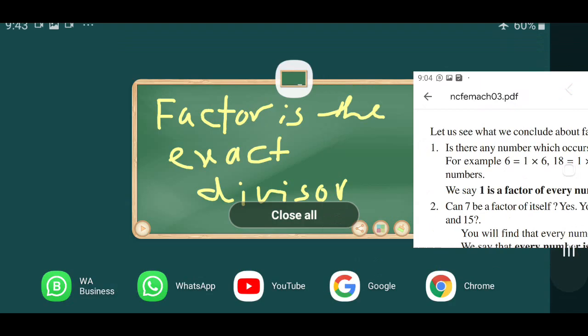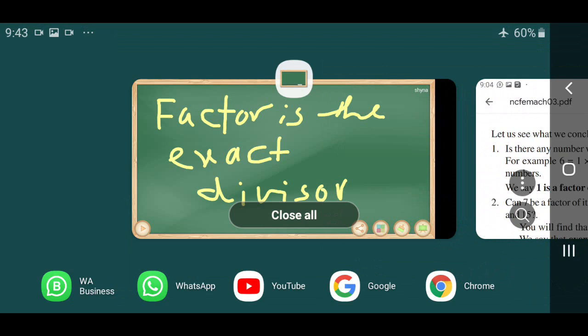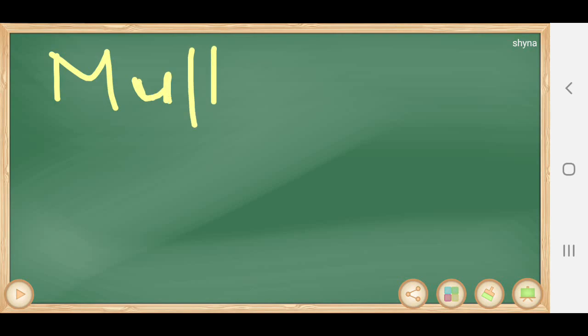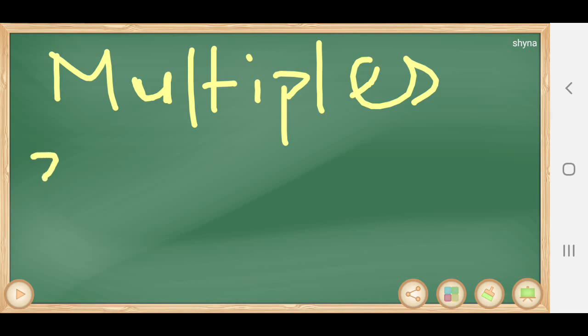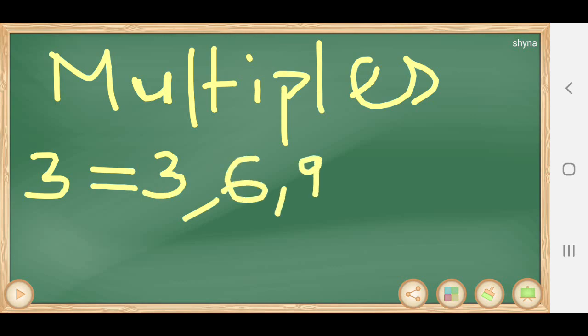Then next we can conclude something about factors. Before telling the properties of factors, let's move to multiples. You all know that. What is multiple? Multiplication table and all you know multiples. Is it? If I am taking the number 3, what are the multiples of 3? 3, 6, 9, 12, 15, isn't it?